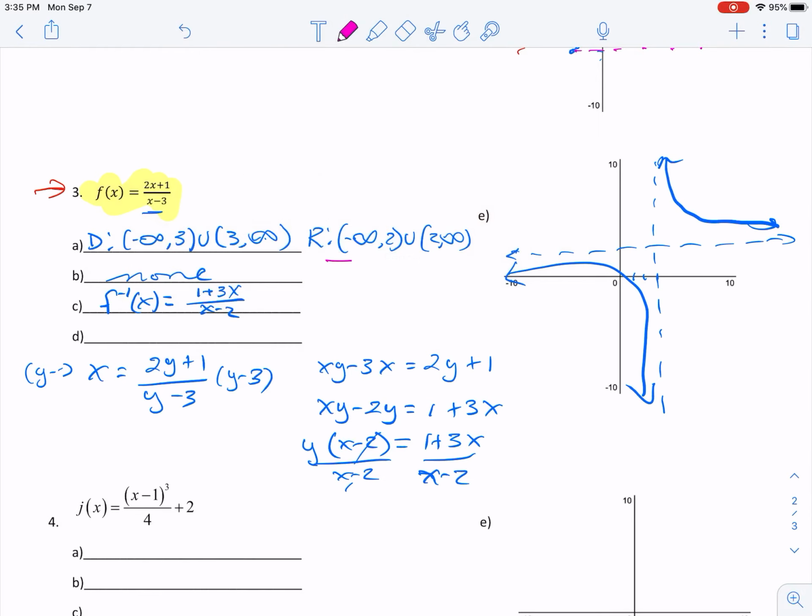And its domain should be this. Yep, 2 is a vertical asymptote. So the domain of my inverse is negative infinity to 2 and 2 to infinity.